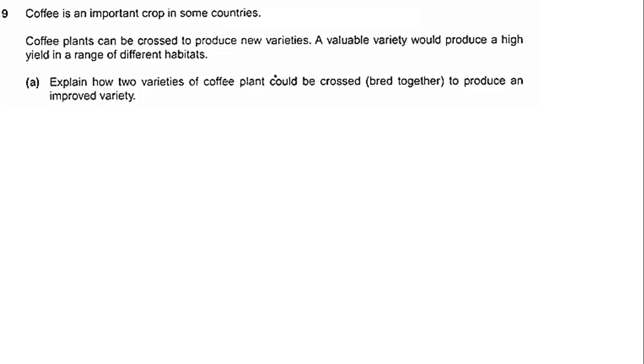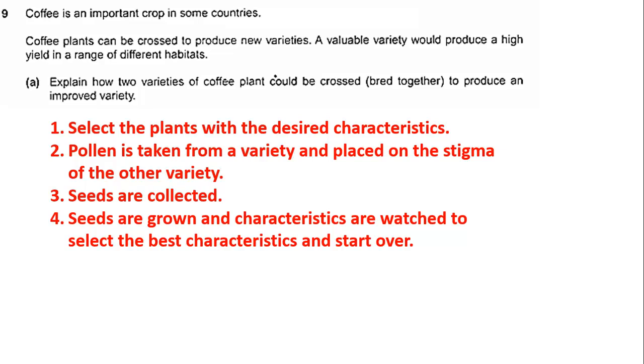We will use the same steps we used with animals. First, select plants with desired characteristics, and then pollen is taken from a variety and placed on the stigma of the other variety. Seeds are collected, and then seeds are grown, and characteristics are watched to select the best characteristic and start all over again.